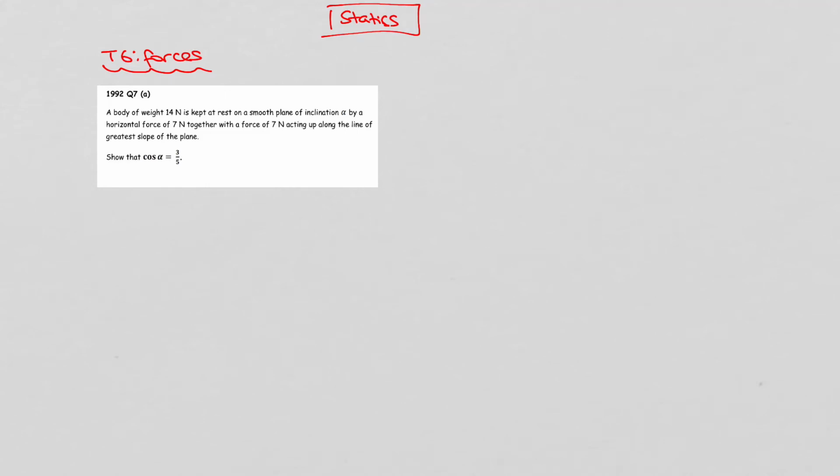Statics, type 6 forces. We don't often see too many of these forces questions coming up in statics, and that's because we're used to seeing these in the pulleys and wedges style questions.